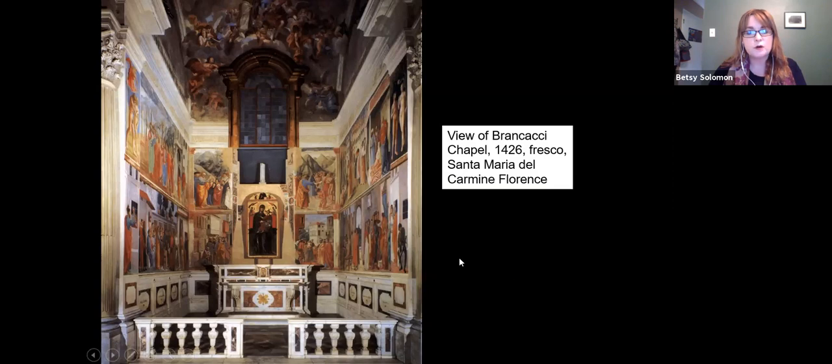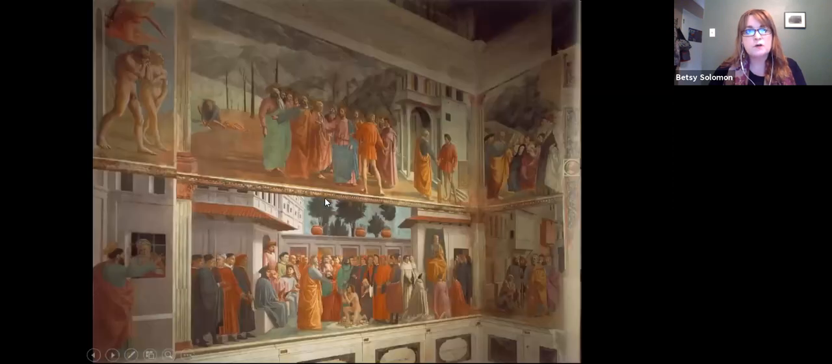So I want to show you a wall. To give you a sense of where the artwork is that we're going to be looking at, we're going to look at the expulsion, which is right here. We're going to look at the tribute money, which is right here. And then we're going to look at a scene from the life of St. Peter, which is down here on the bottom right.